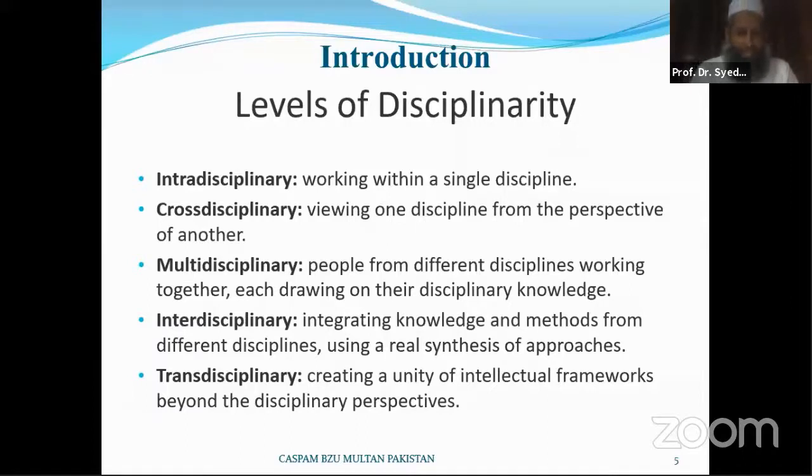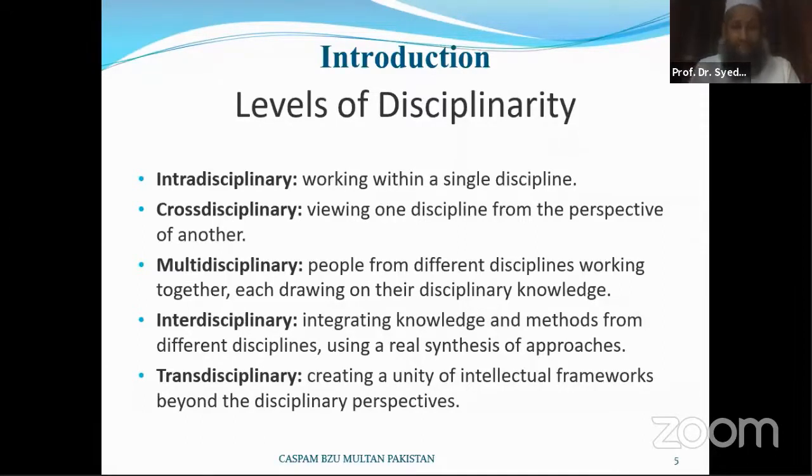Then there is interdisciplinary. This is the collaboration in which the knowledge and methods of different disciplines are integrated, synthesized, and harmonized, and a single coherent object is approached. A single coherent production is obtained. In interdisciplinary collaboration, usually the different disciplines retain their identity up to a certain extent, but they do not maintain their identity on a 100% basis.